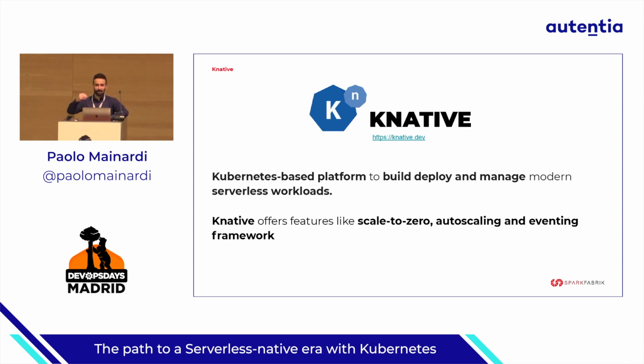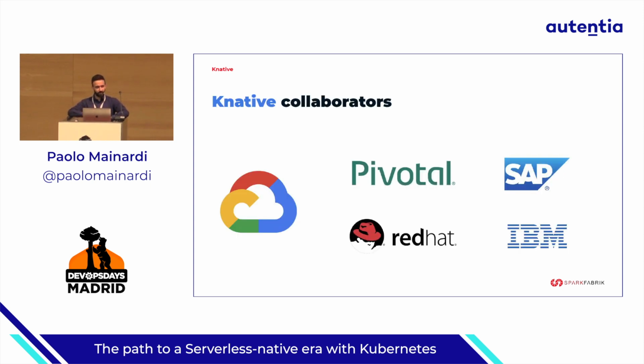Knative is a Kubernetes-based platform to build, deploy, and manage modern serverless workloads based on containers. It offers features like scale to zero, auto-scaling, and an eventing framework. It's a project born in Google, and they released it as open source like they did for Kubernetes. It attracted a lot of interest from the community and also from big companies like Pivotal, SAP, Red Hat, IBM. They are creating products based on Knative, or they already created a product based on it.